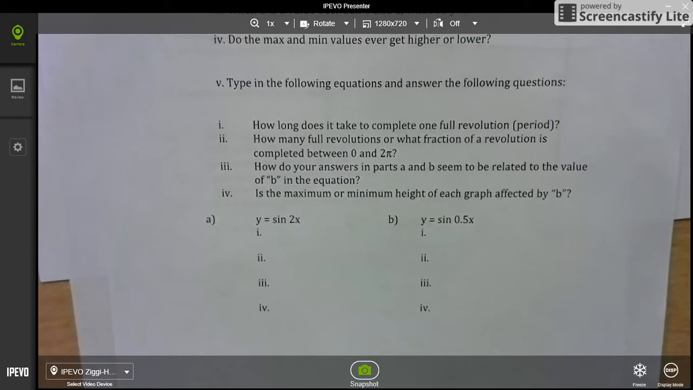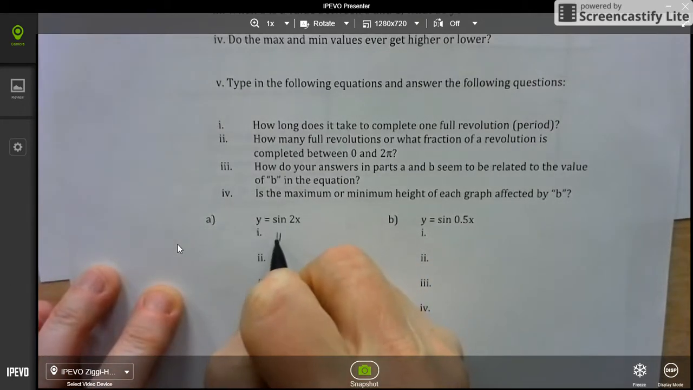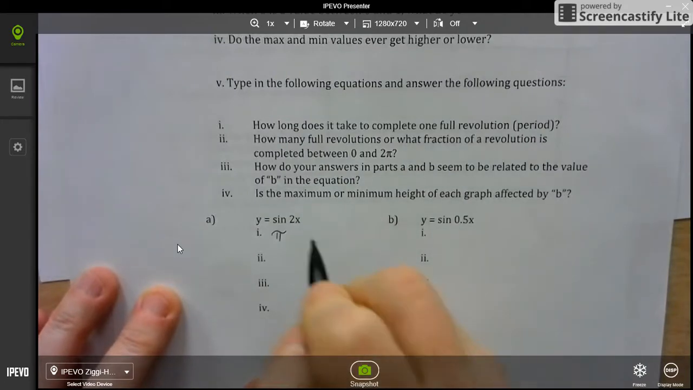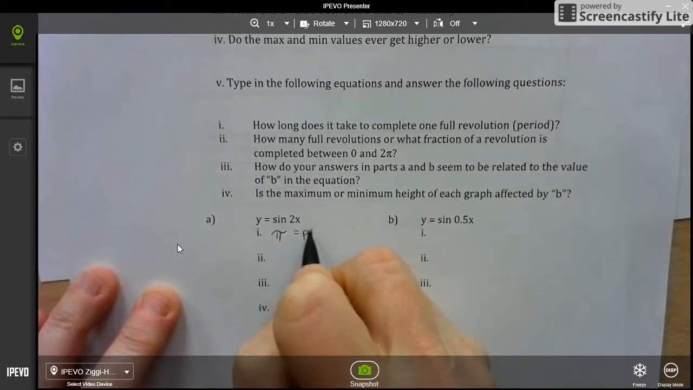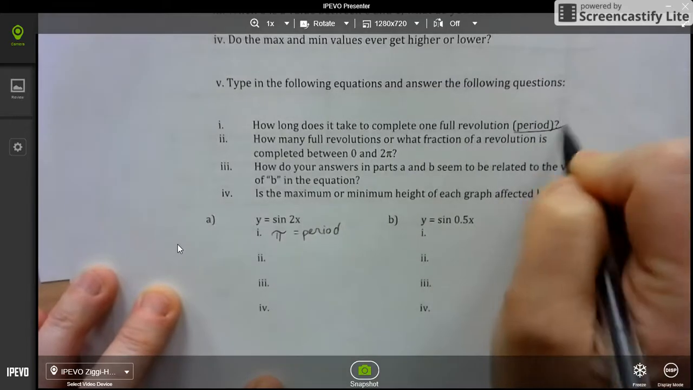If you go back to the Desmos page and type in sine of 2x, we want to see how long does it take to go from 0, from the center of the curve, and then back to that point again. And that's 3.14. If you hover over it, notice it shows you the symbol, which is kind of neat within the Desmos. So for the first one, how long is the period? How long does it take for one revolution? That is pi.